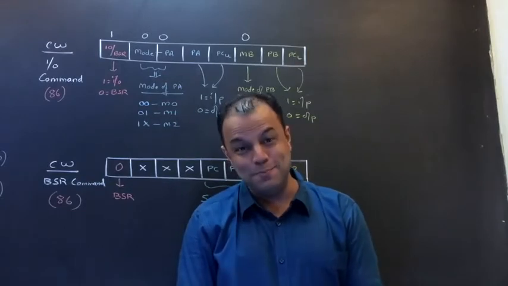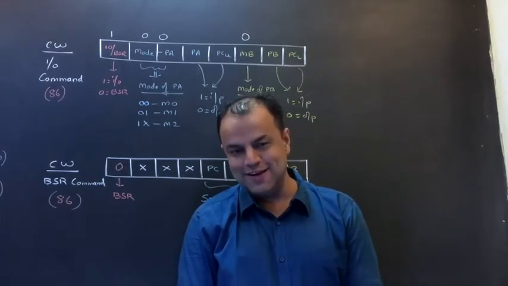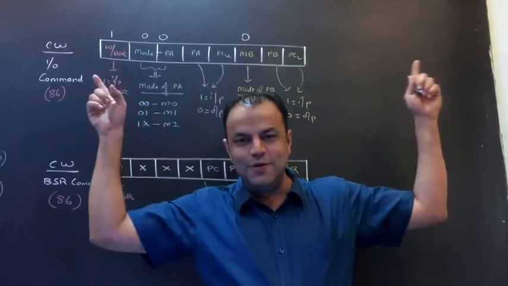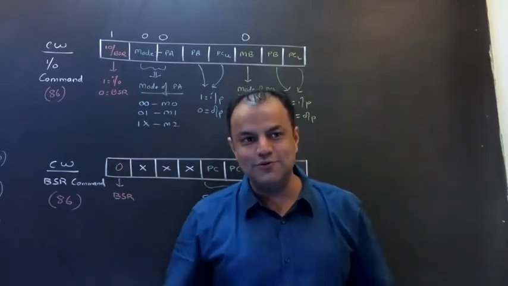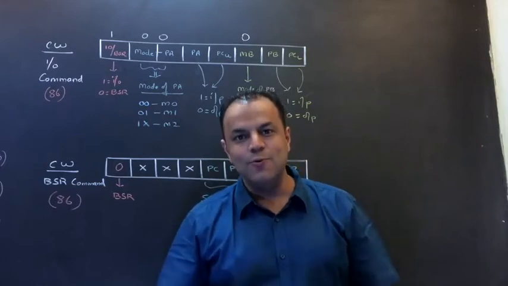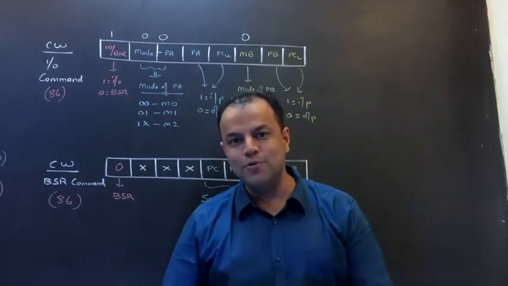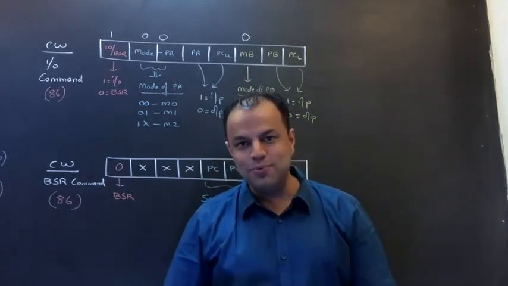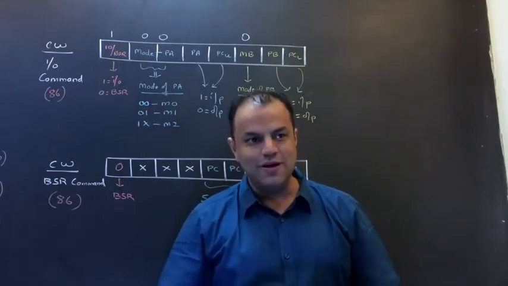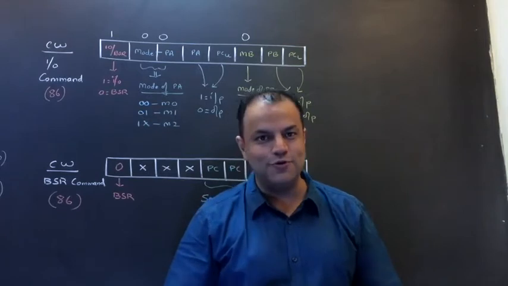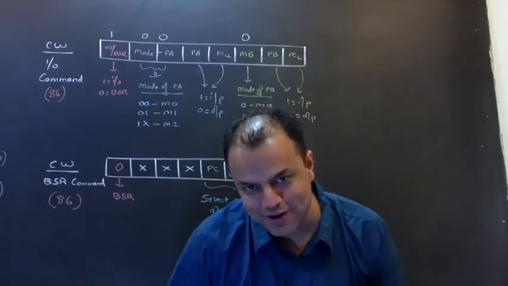Now, do you need a bit to tell this? No. That is why there is no bit to decide the mode of port C. The mode of port C is automatically decided once you decide the mode of port A and port B. Only when port A and port B are in mode 0, port C is in mode 0. Otherwise, port C lines are used for handshaking. Tell me, did you understand this?